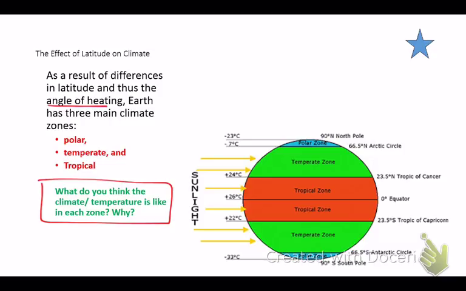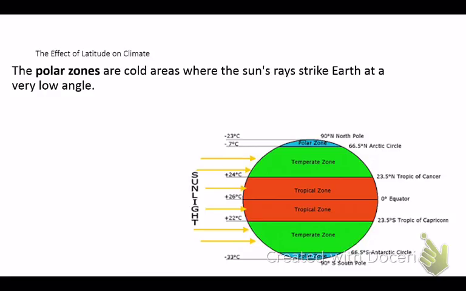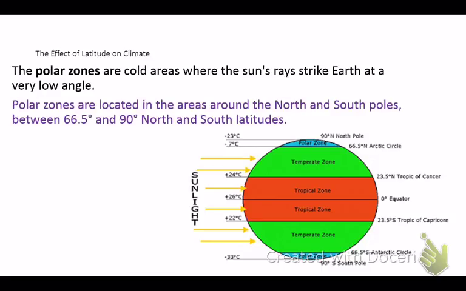On the next few slides, it goes over why. If you feel like you understand them without writing them down, you don't need to. But if you would like to write down the black stuff that you see on the next slides, that's completely up to you to help you study. So just to make sure that we understand, the polar zones are cold because the sun's rays strike at a lower angle.